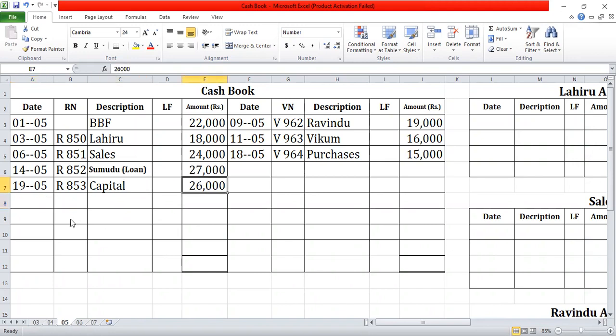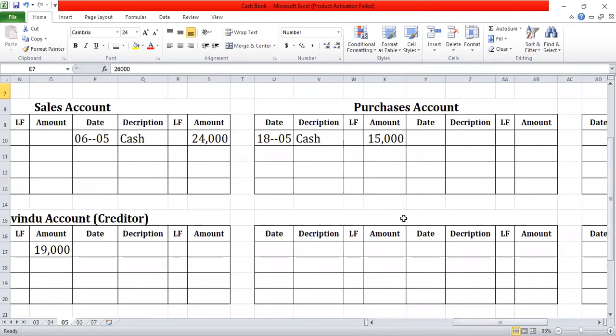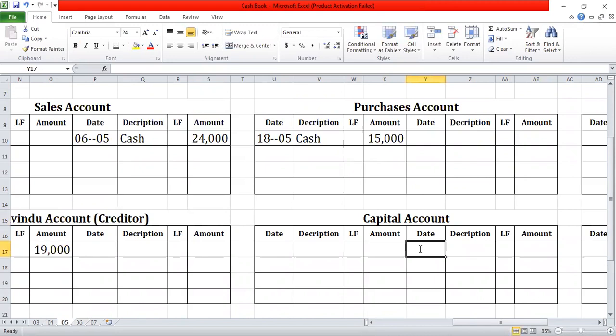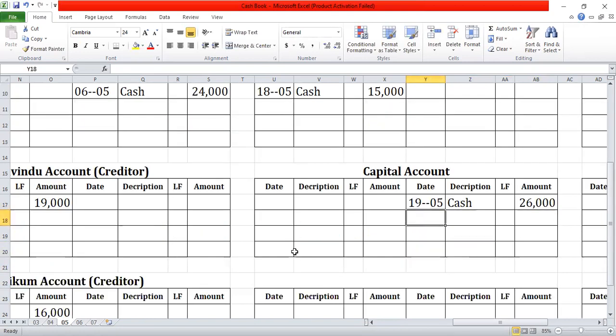26,000. And open another account for capital. You know that the capital account is an equity account. On 19th May, Jonah has invested cash worth 26,000 as capital. That is why the capital account credits. Why? Capital is an equity, and equity increases with a credit.